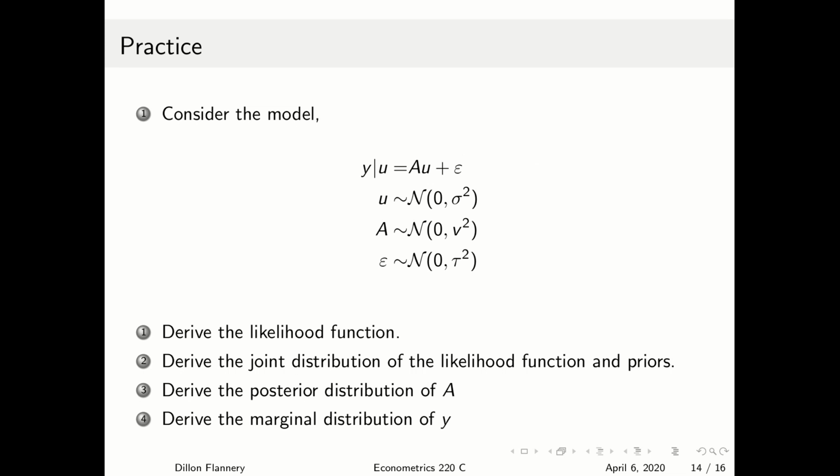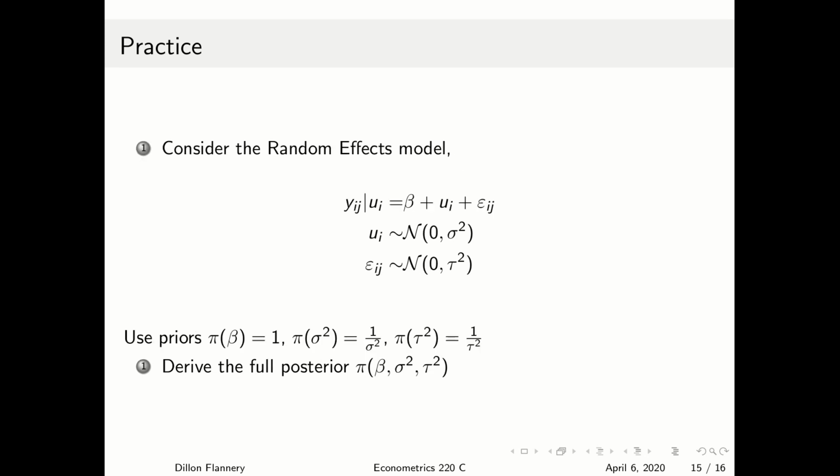And here's another model. I don't have any subscripts on it, but it's still a scalar case. It's kind of like a random effects model, except there's only one observation. You can just do it with one observation, it's fine. Derive the likelihood function and priors. For this one, you can derive the posterior of A, considered as the conditional posterior, and also the marginal distribution of Y. It should be a little bit more challenging, I think.